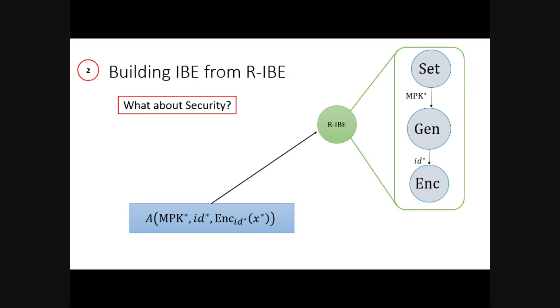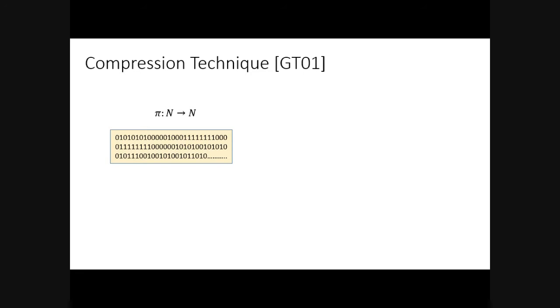Now, what concerns us more is the security of IBE. How can we prove the security of such a scheme? In particular, an adversary that has a master public key chooses an identity and then receives an encryption of a challenge, and is supposed to invert the challenge and find x star. It can do so by using calls to RIBE, the randomized IBE oracle. And we proved that using the compression technique.